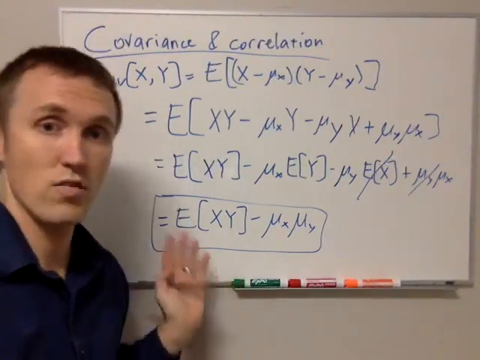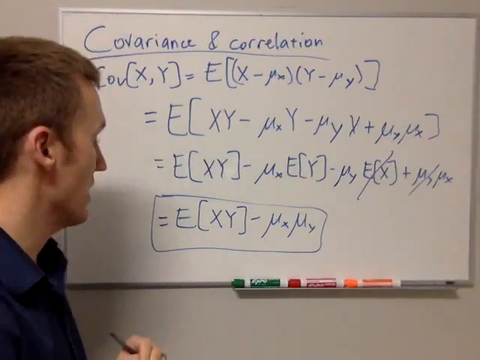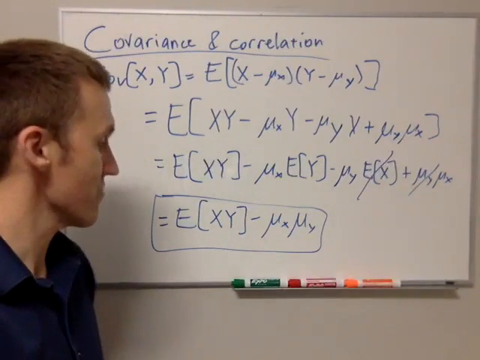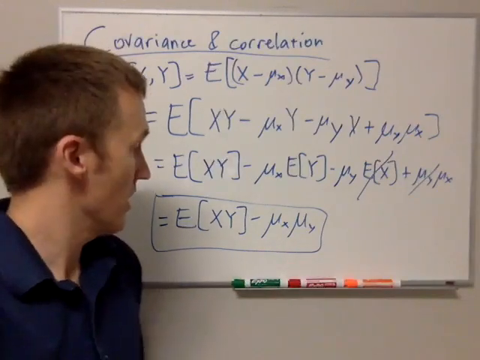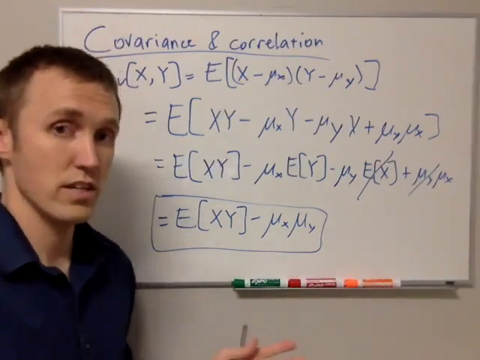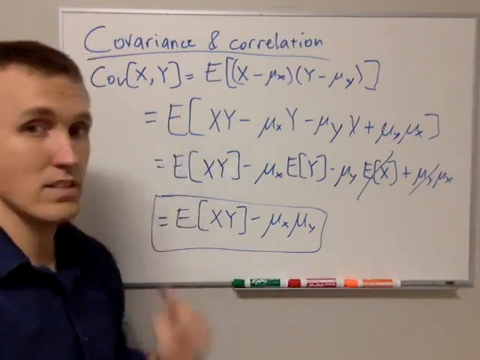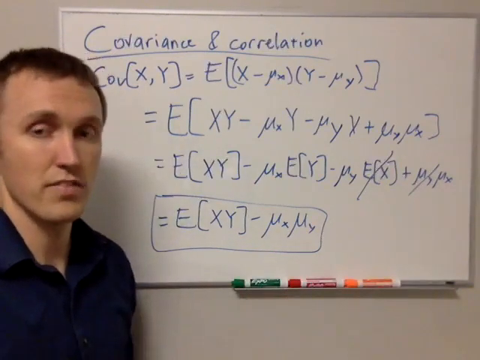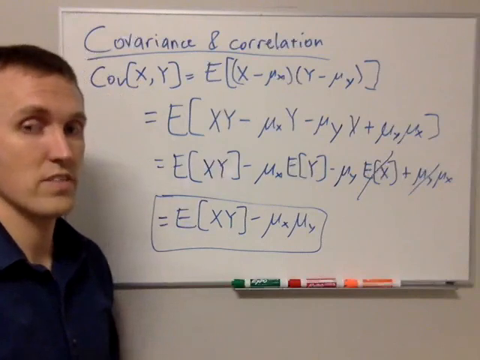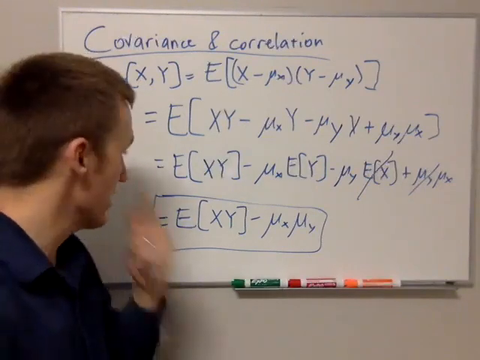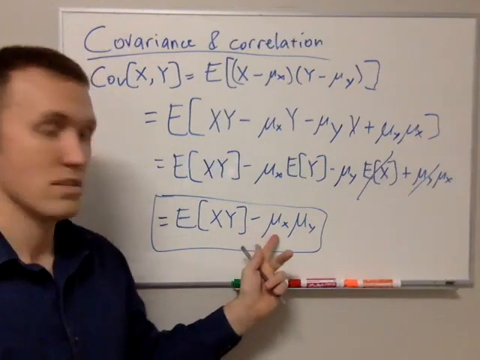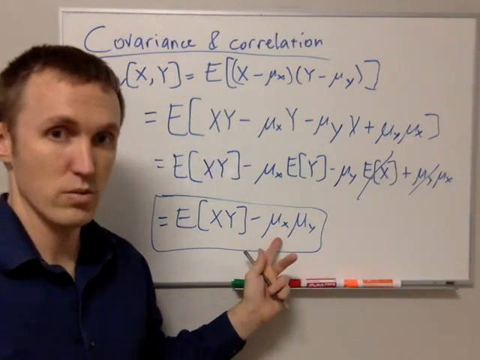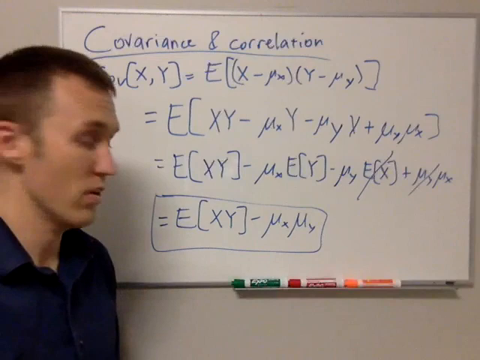It's the expected value of x times y minus mu x mu y, or the expected value of x times the expected value of y. Now, for starters, notice that if y equals x, the covariance of x and x is equal to the variance of x, then we have the expected value of x squared minus the mean of x squared, and that is the standard definition of the variance.